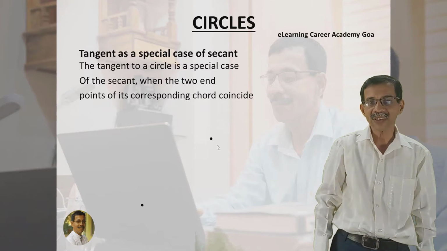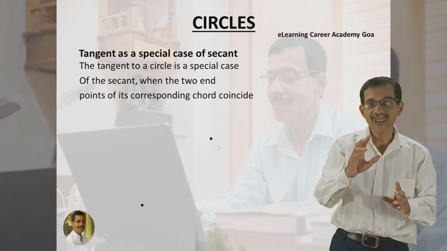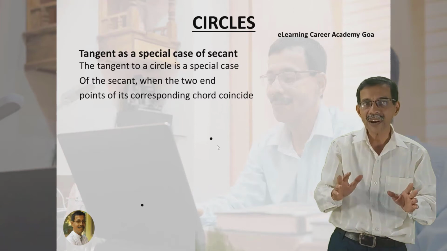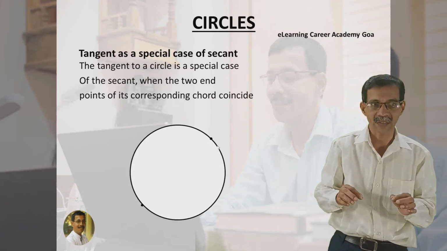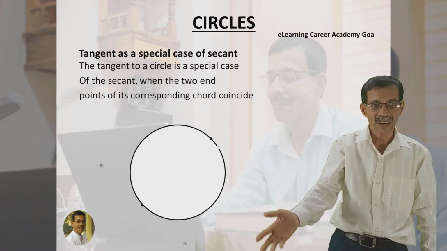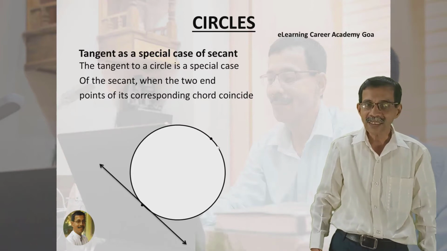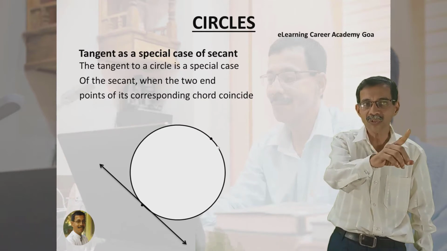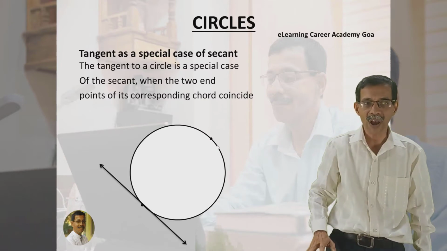The tangent of a circle is a special case of a secant when the two end points of its corresponding chord coincide with each other. For example, you see here this is a circle and this is a tangent, because the two points coincide at only one point and it touches at only one point.